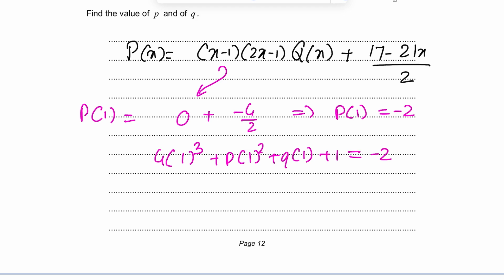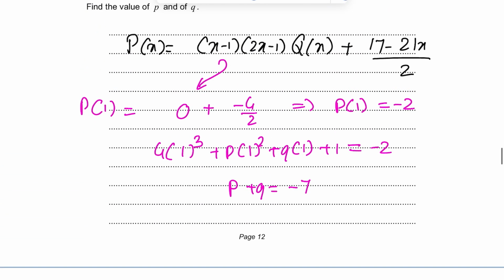So what do I get from there? P plus Q equals minus 7. P plus Q equals minus 7. That is one equation. I got it.